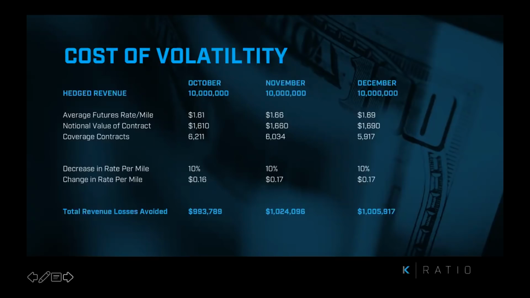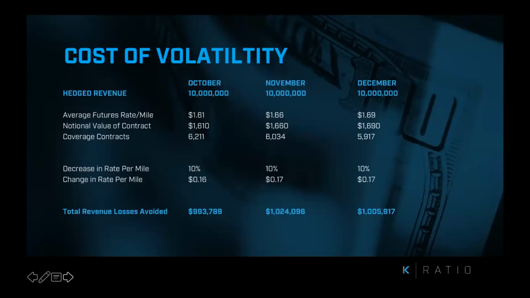The notional value of a contract is $1,610. That is because there are 1,000 miles inside of a contract. The notional value is the rate times the amount of miles, $1,610. The brokerage or the 3PL would need 6,200 contracts in order to cover that $10 million of business.